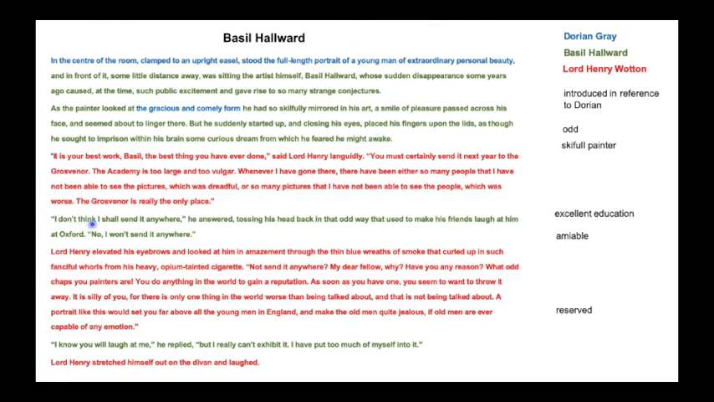He refuses to display Dorian's portrait, although he knows that it is his masterpiece and it would gain him immediate fame. Because, as he says, "I really can't exhibit it." He says it here. "I really can't exhibit it. I have put too much of myself into it." Is he referring to his artistic soul or to his ambivalent and ambiguous feelings for Dorian, his muse and maybe the object of his homosexual love?